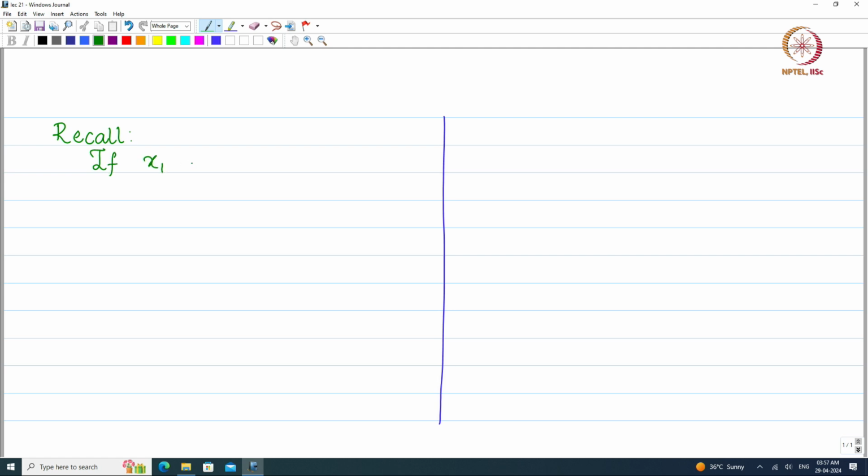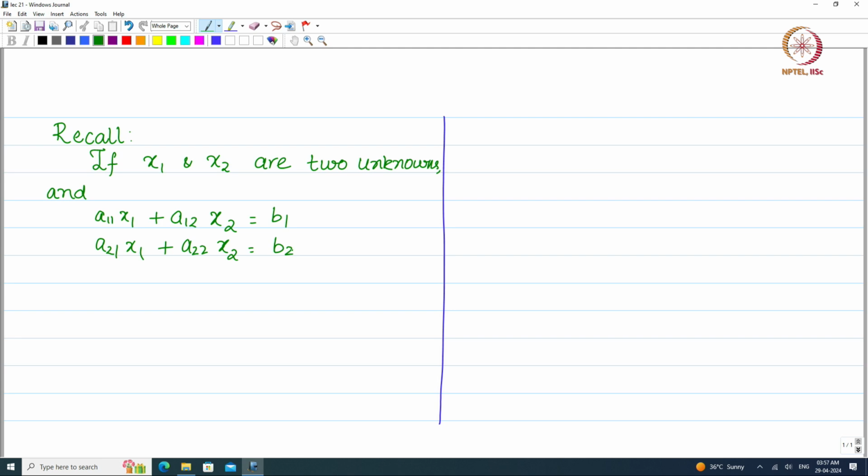If x1 and x2 are two unknowns, and a11 x1 plus a12 x2 is equal to b1, a21 x1 plus a22 x2 is equal to b2 are a set of two equations in these two unknowns x1 and x2, we said that solving for x1 and x2 is the same as finding the scalars x1 and x2.